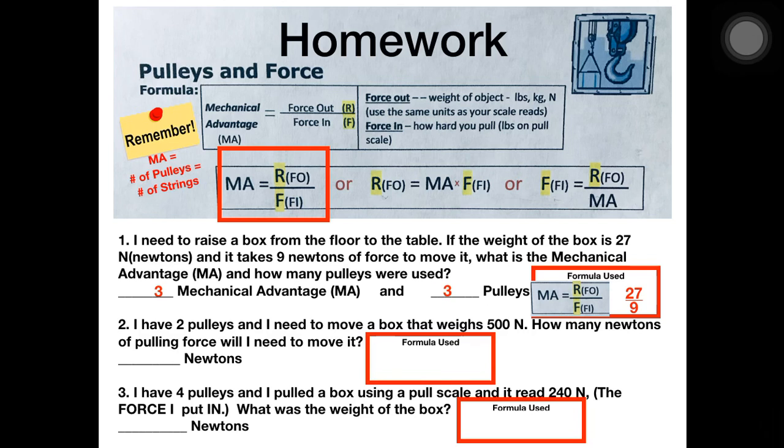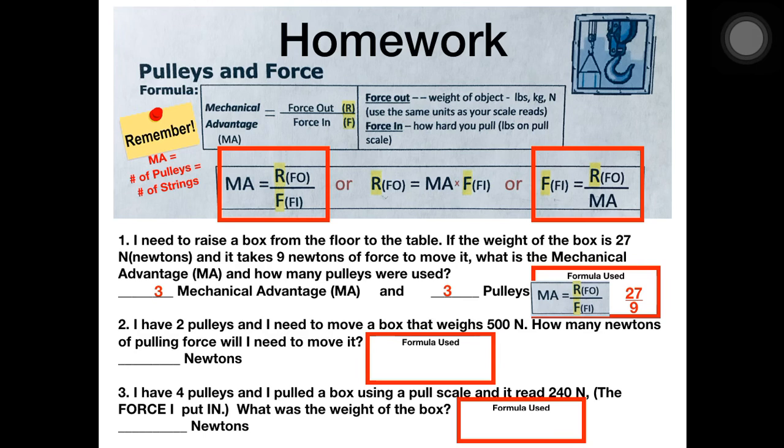Okay, question number 2. I have 2 pulleys and I need to move a box that weighs 500 newtons. How many newtons of pulling force will I need to move it? If we remember, the mechanical advantage equals the number of strings, which equals pulleys, then we know that we have a mechanical advantage of 2. And we have the weight of the box being 500 newtons. So for this problem, we have the R being 500, and we have the mechanical advantage being 2. We will need to use this formula.